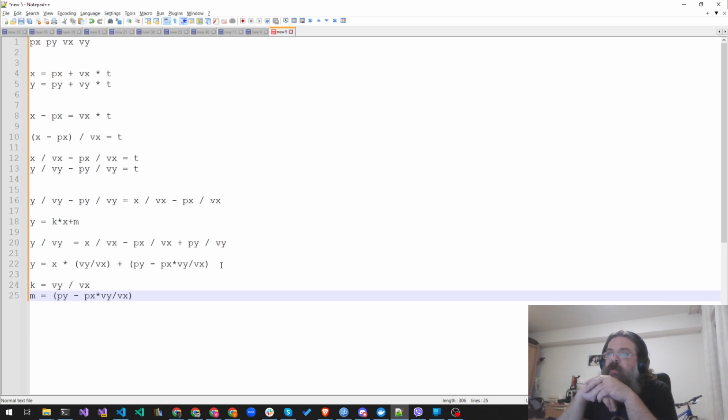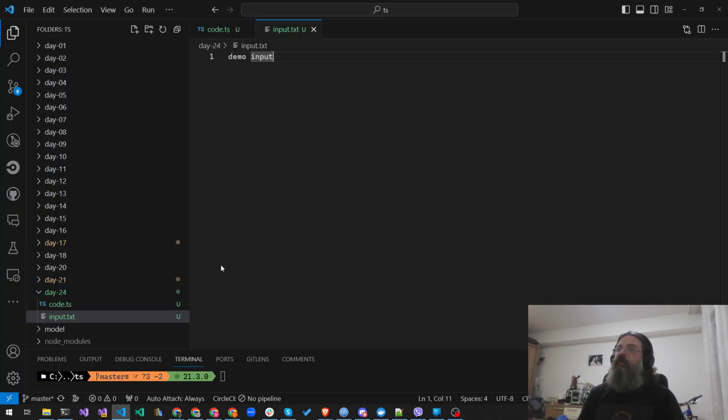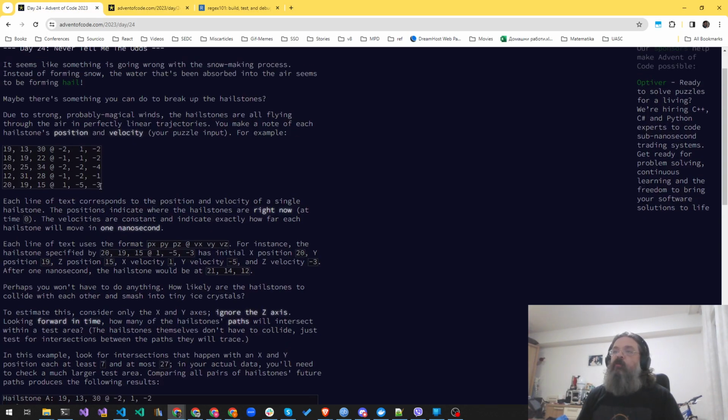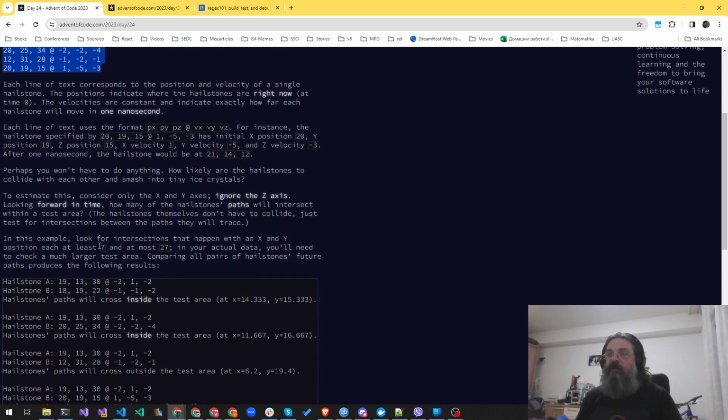So, based on only these two values, we can calculate when two lines intersect, regardless of time. So we're excluding the time. So let's start with that. So let's take our demo input first. And once more, we do have a hidden variable, which is the size of the bounding rectangle.